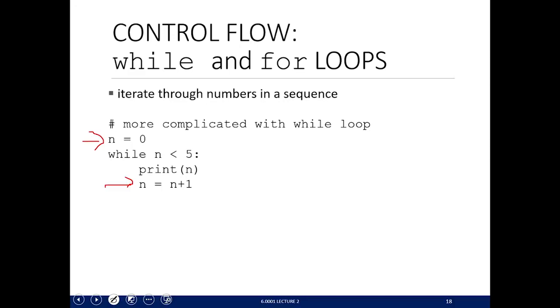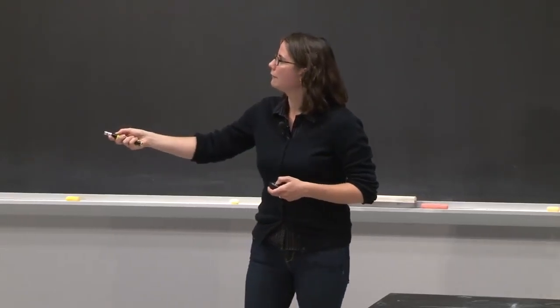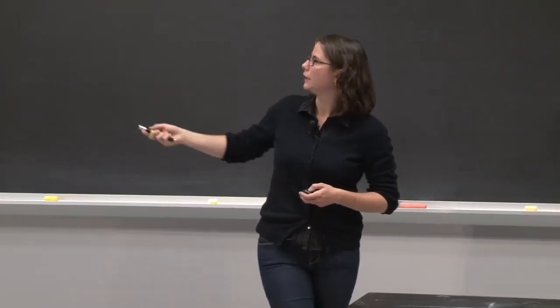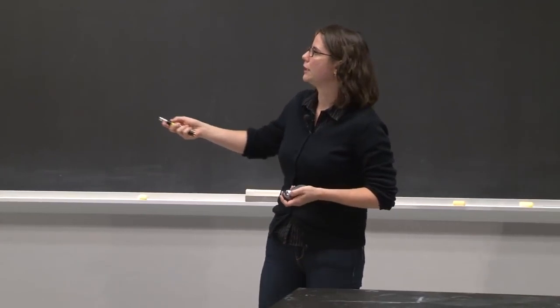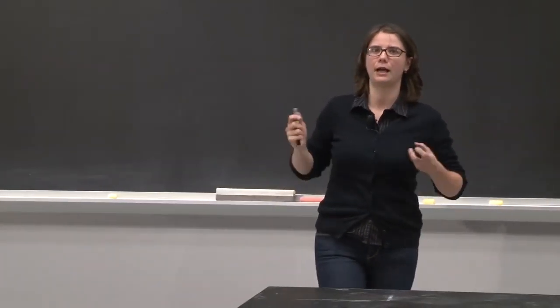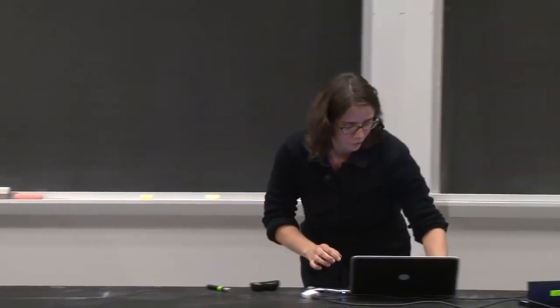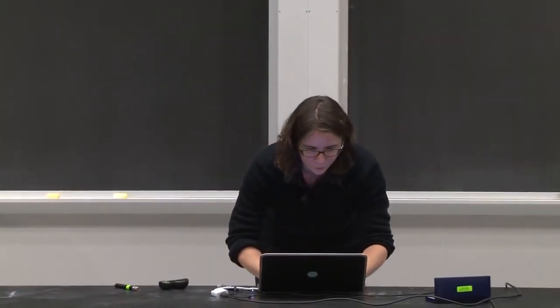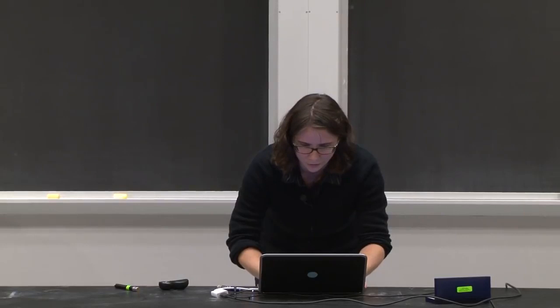The reason why the second one's important is because let's look at our condition here. While n is less than 5, if you didn't have this line here, you would never increment n. So every time through the loop, you'd just keep printing zeros. Okay? And you'd have an infinite loop. I do want to show, though, if you do have an infinite loop, it's not the end of the world.